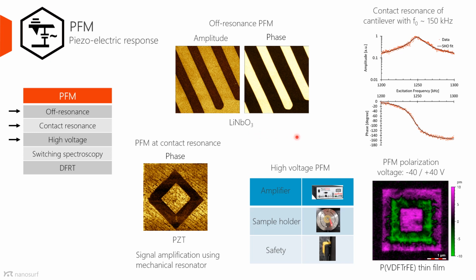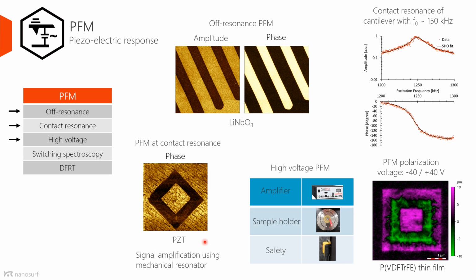If your signal is small, you can select the contact resonance frequency as the working frequency for your lock-in. This would give you some signal amplification due to the mechanical resonance. This frequency is typically 6 to 8 times the free resonant frequency of your cantilever. Here in the top right is an example of a contact resonance curve measured for a Tap 100 cantilever. And here below is the phase image of a PZT sample measured with PFM at the contact resonance.